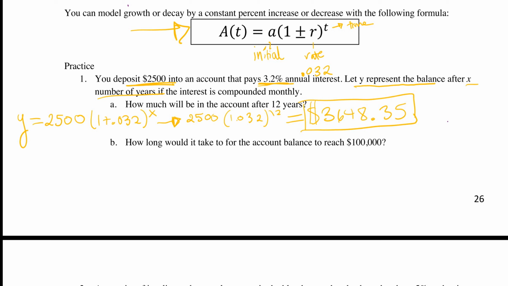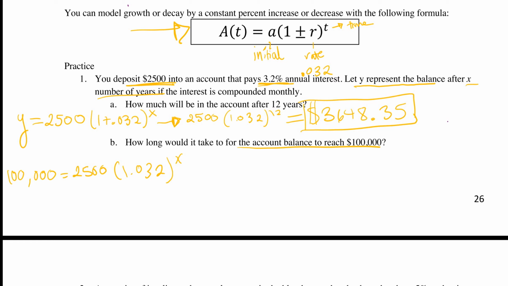Now for B, we're asking you how much time it's going to take for the account balance to reach $100,000. So now what you have is a Y. You have an amount balance. Your initial stays the same, and your growth rate stays the same. The only thing you don't know in this question is time. So you have to use what you know about exponential and logarithmic functions to solve for that exponent place.